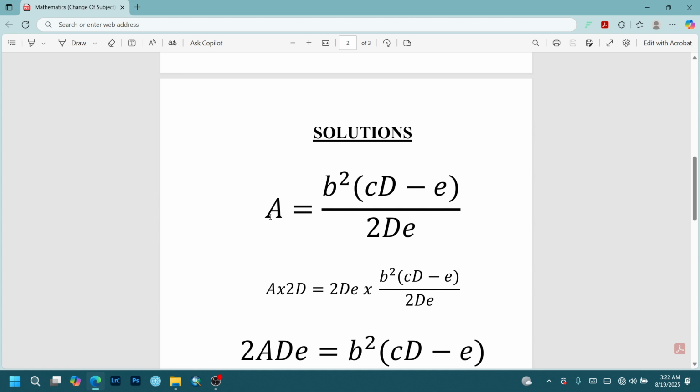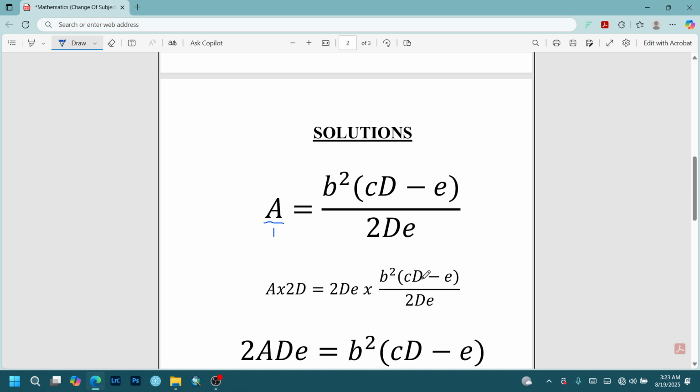So this A here has an invisible 1 underneath it. Every number can be divided by 1, right? So between 1 and 2DE, the LCM, the number that can enter each side, is 2DE, right? So you multiply through both sides of the equation with 2DE, right?